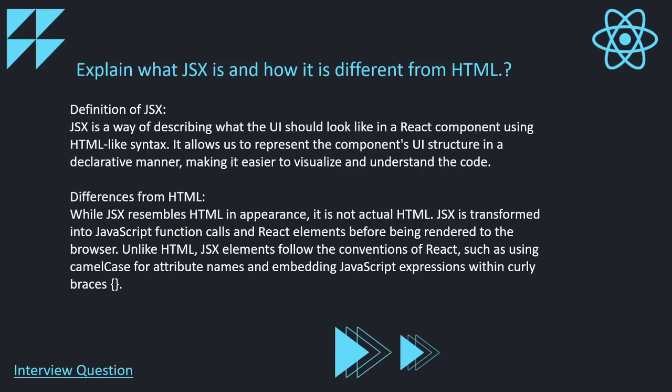Next thing, how it is different from HTML. While JSX resembles HTML in appearance, it is not actual HTML. JSX is transformed into JavaScript function calls and React elements before being rendered to the browser. Unlike HTML, JSX elements follow the conventions of React, such as using camel case for attribute names and embedding JavaScript expressions within the curly brackets.